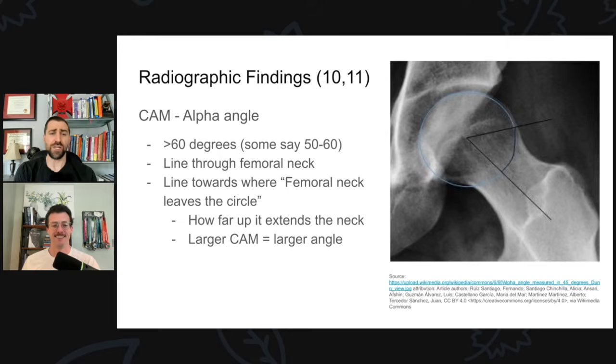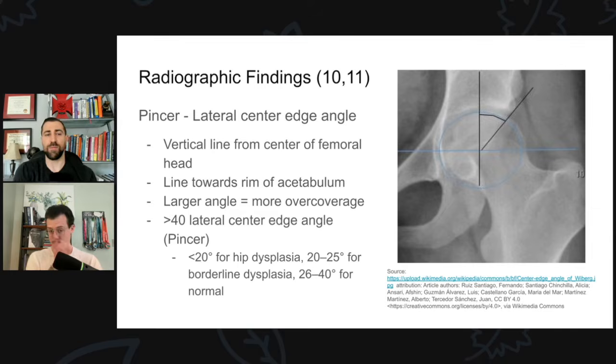But essentially, you draw a line through the femoral neck, right? And from there, the center of the ball of the femoral portion, the ball of the socket, you draw a line towards where the femoral neck leaves the circle. So if you have a really big cam bump, then that line is going to go a little bit closer to the pelvis and increases the alpha angle. So essentially, if you have a really large alpha angle, that means you have a larger cam morphology, right? And they use that as a way to measure how big that is.